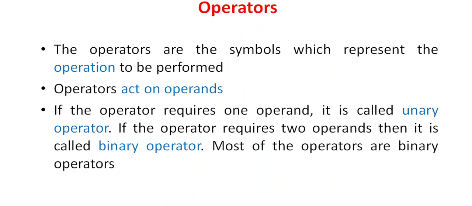So operators are nothing but the symbols which represent the operation to be performed. For example, plus. Plus means addition. So the operation to be performed is nothing but the addition. So operators act on operands, and each operator requires some number of operands. Some operators require only one operand, like unary operators. Some operators, generally in most of the cases, require two operands. Such operators are called binary operators.